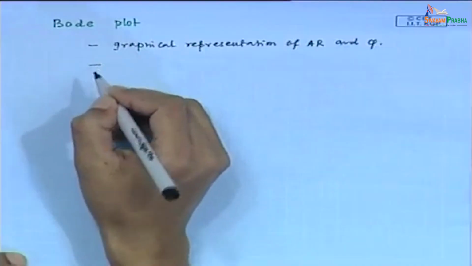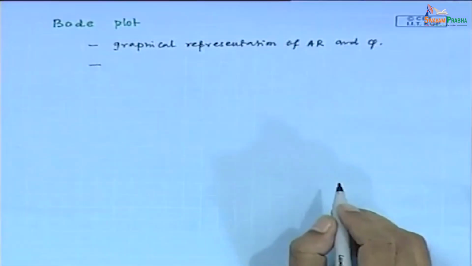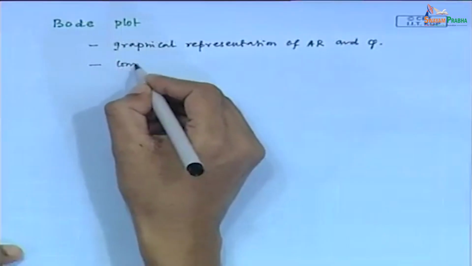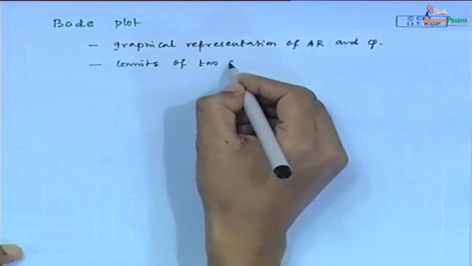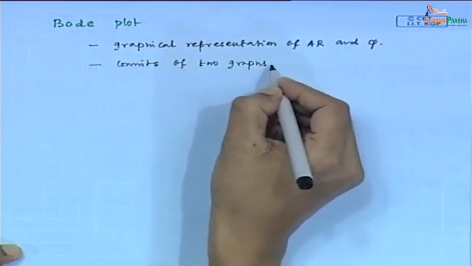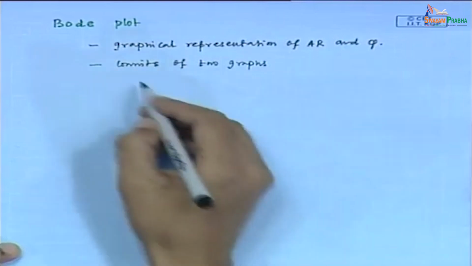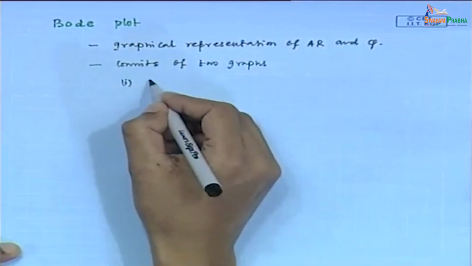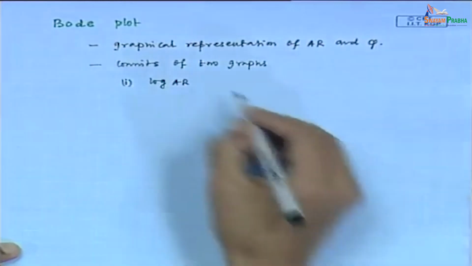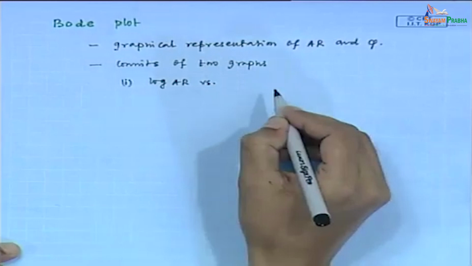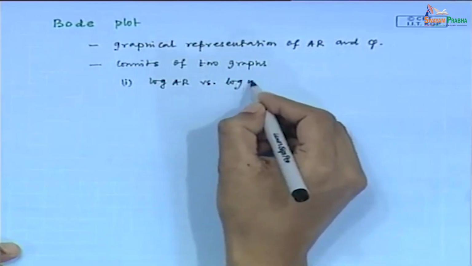Bode plot is a common graphical representation of amplitude ratio and phase angle, and this Bode plot consists of two graphs. In one graph, log amplitude ratio is plotted against log omega.